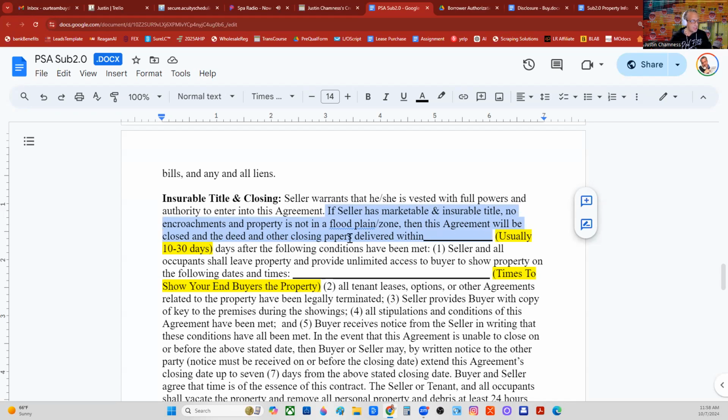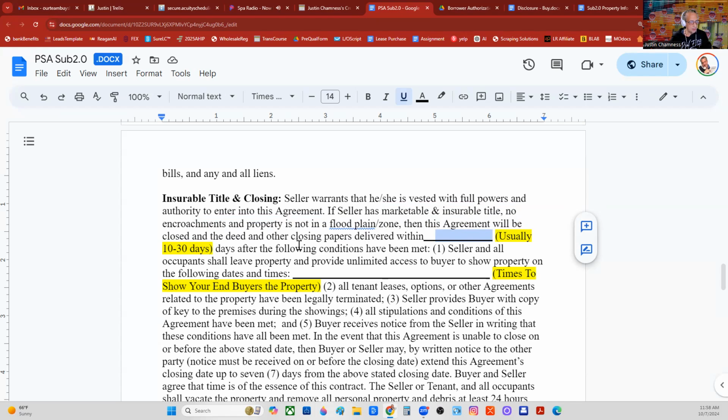Usually 10 to 30 days after the following conditions have been met. So in other words, we'll set up closing as soon as the title company guy or the closing attorney can prove to us that the deed is clear and ready to go, and the title company guy has time to do it. So this is kind of how this is written. You'll want to put it in here like 10 days. Usually that's what I'll do. After the agreement, it will be closed and the deed and the other closing papers delivered within 10 days.